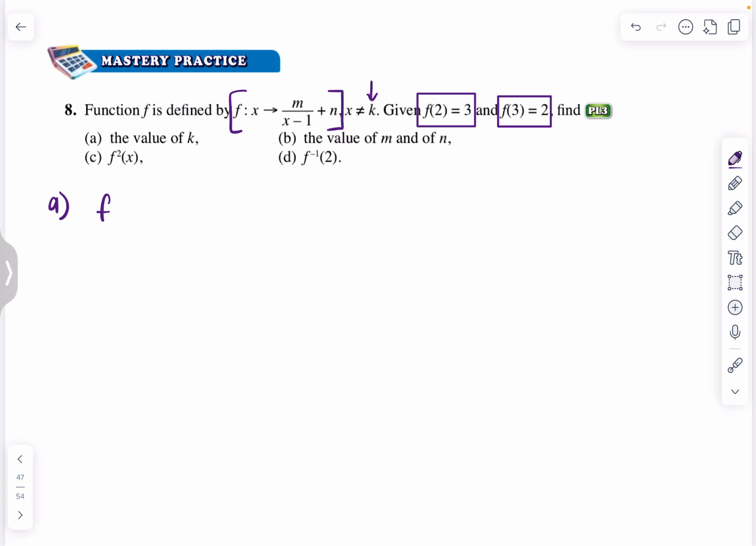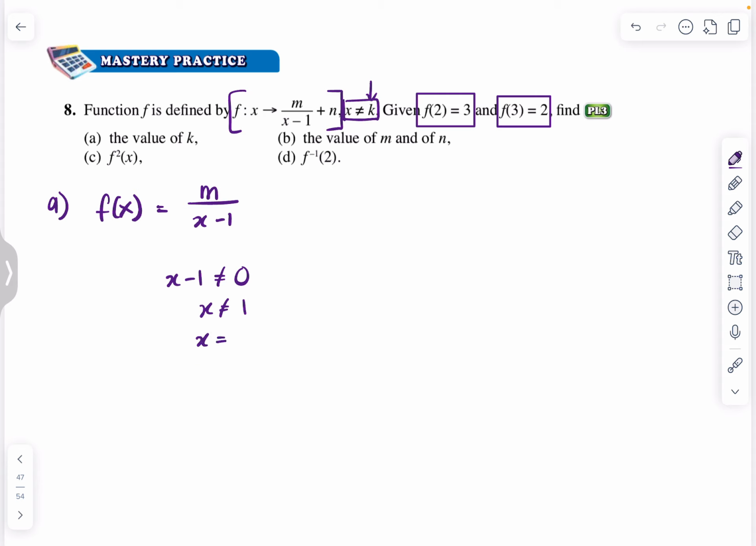So your f(x) is m over x minus 1, right? Our denominator cannot be 0. So x minus 1 cannot be 0. Therefore, x cannot be 1. So that's what they're trying to say here. So if x cannot be k, that means the k they're referring to is 1.